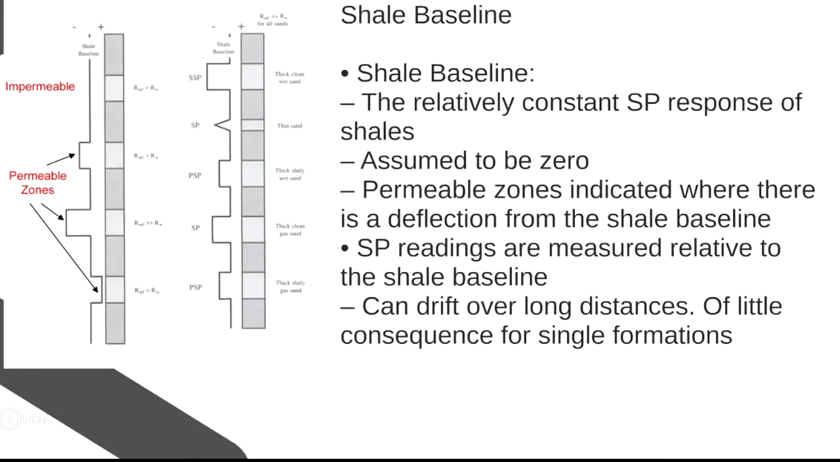Shale baseline: the relatively constant SP response of shales, assumed to be zero. Permeable zones indicate where there is a deflection from the shale baseline. SP readings are measured relative to the shale baseline, which can drift over long distances, but this is of little consequence for single formations.